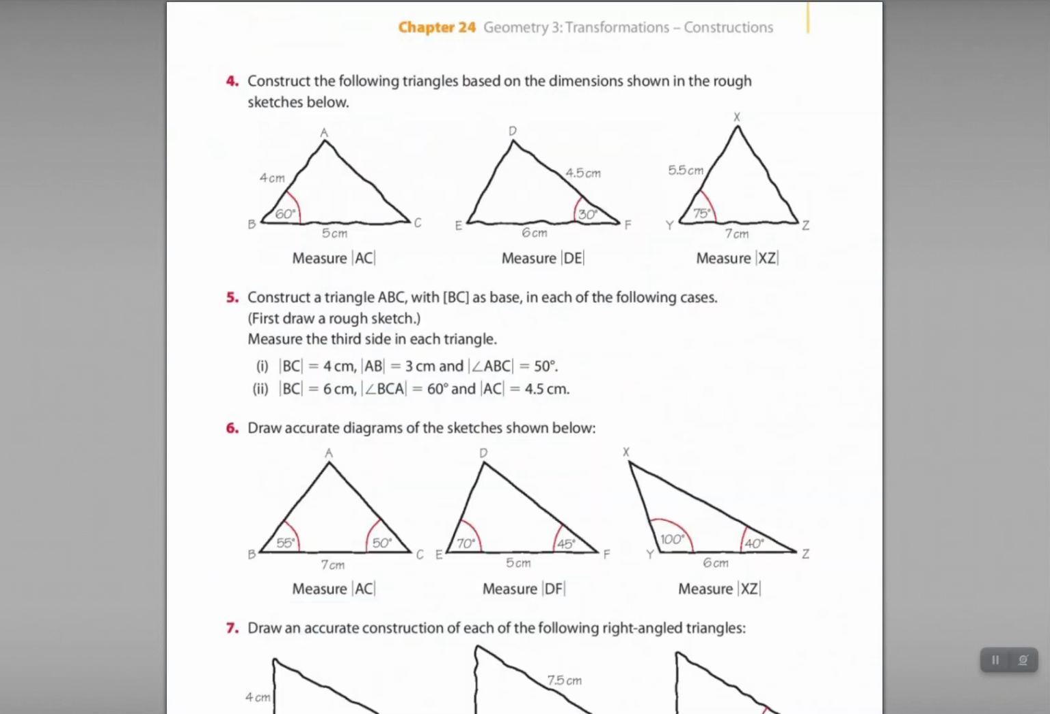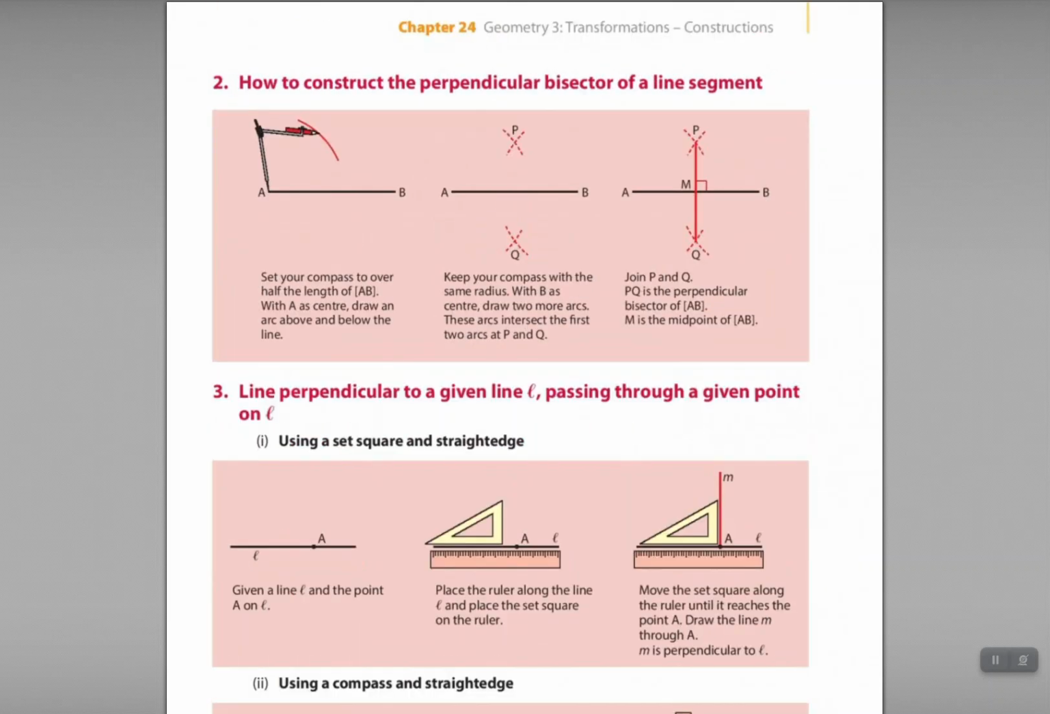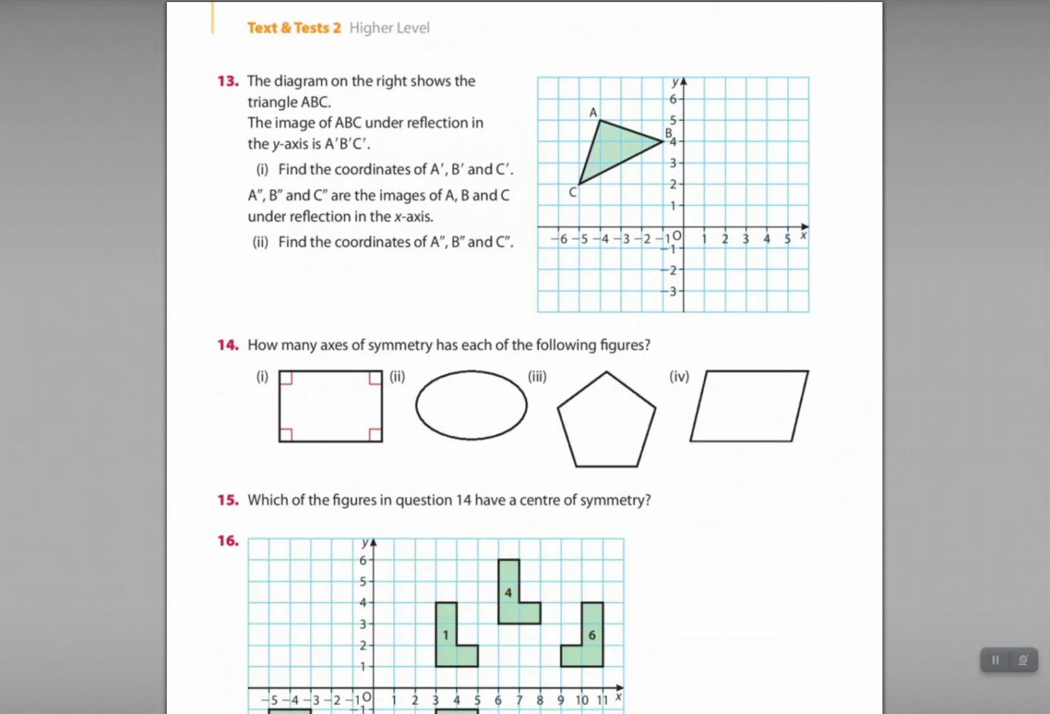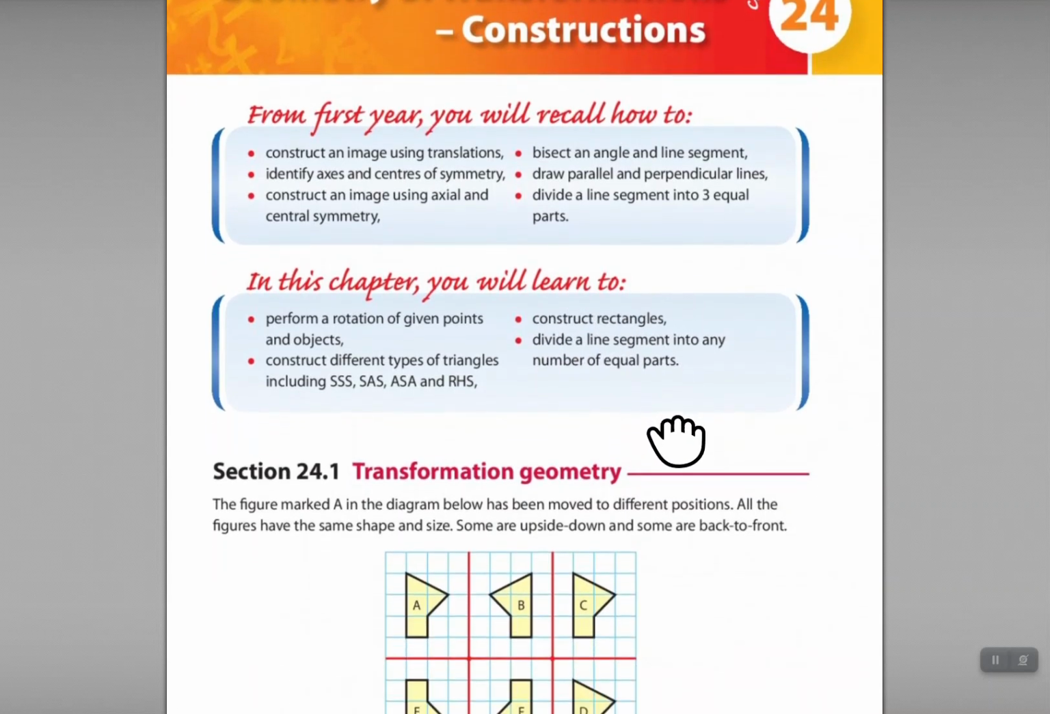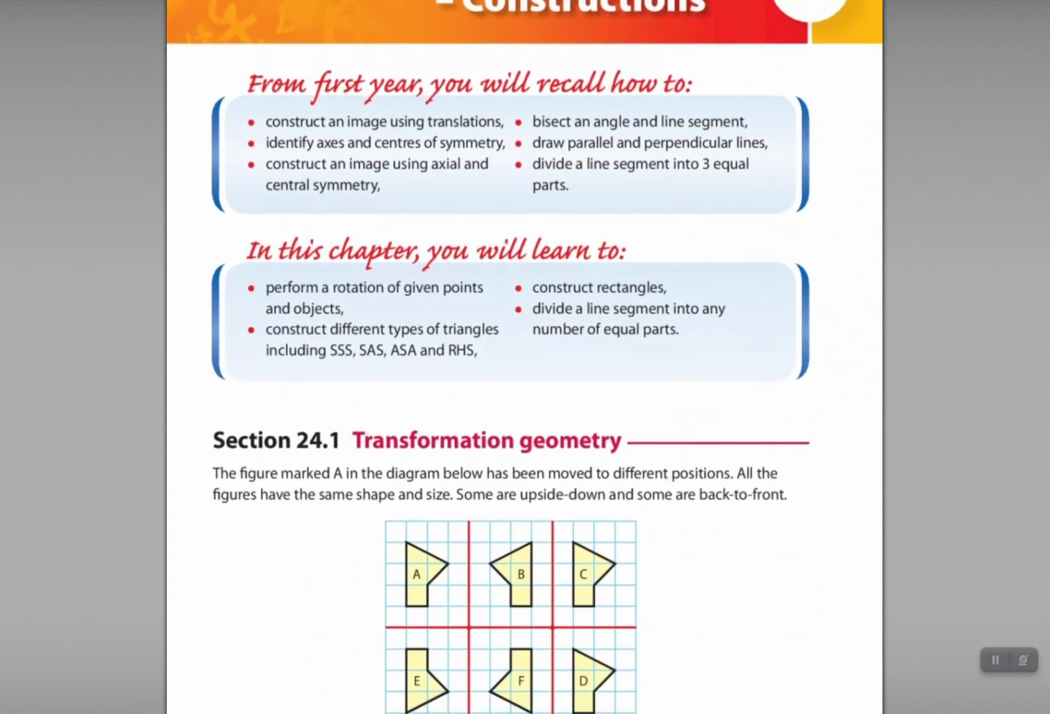In particular, let's go back to the beginning now and look at what they said we're going to cover. Construct from this first, in this chapter, perform the rotation of a given point and object. Construct different types of triangles. There's a lot more we did in here, and they didn't really mention all of the transformations.